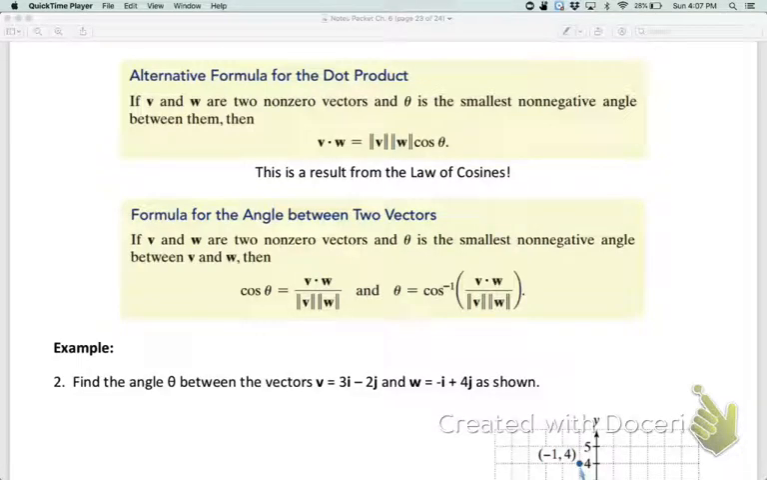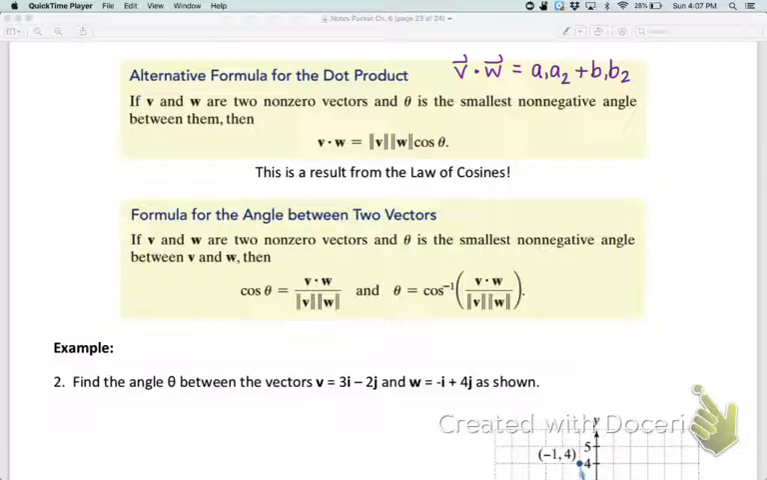The last thing that we're going to talk about in our introduction to vectors in this course is an alternative formula for finding the dot product. In the previous video, we saw how we can use the components A and B to find the dot product. We take the sum of the product of the two horizontal components, A1 and A2, and we add the product of the vertical components, B1 and B2.